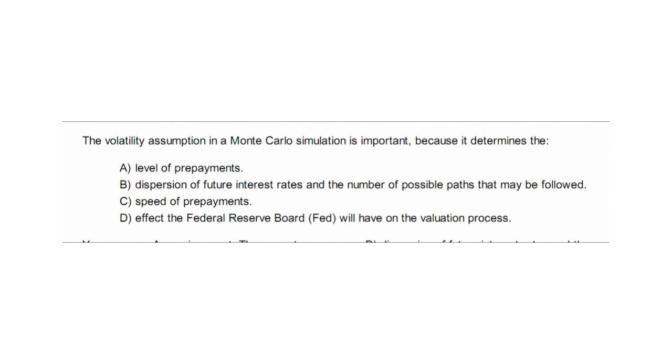The next question: the volatility assumption in a Monte Carlo simulation is important because it determines the dispersion of future interest rates, the level of prepayment, or the effect the Federal Reserve Board will have on the option valuation. Again a simple one. Volatility will define the interest rate paths that we are going to use.